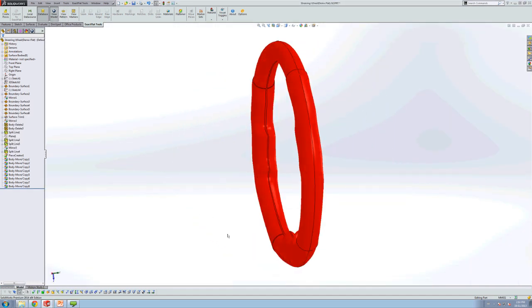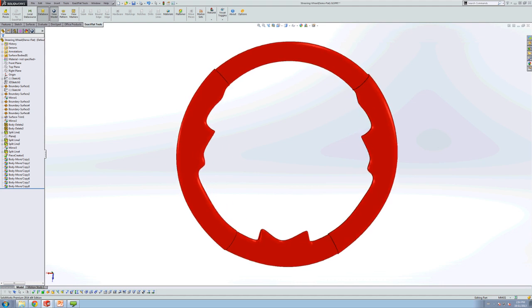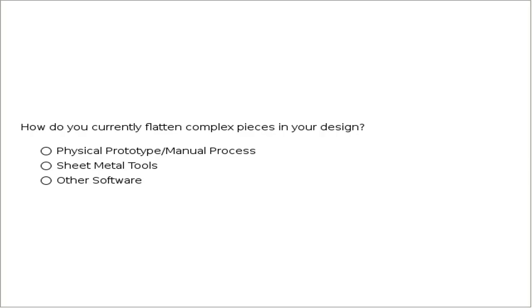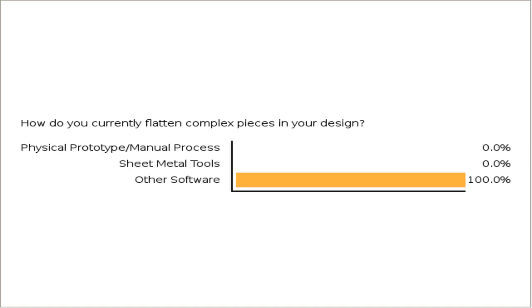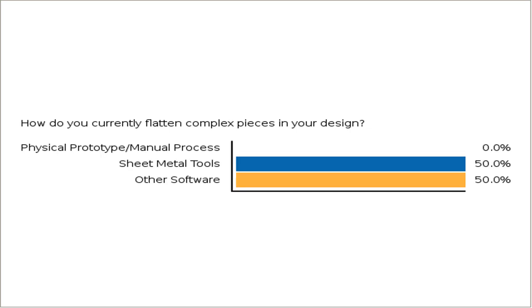Ethan, Sham here. I just wanted to put out a polling question before we jump into the second model. You are 1 second ahead of me, Cheyenne. That's great. So if we can put the polling question up. The polling question is, how do you currently flatten complex pieces in your design? I just want to see if the participants are using physical prototypes, sheet metal tools, or other software.